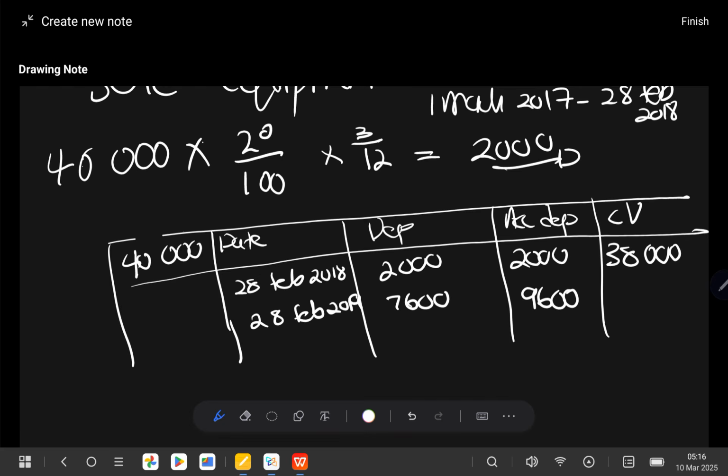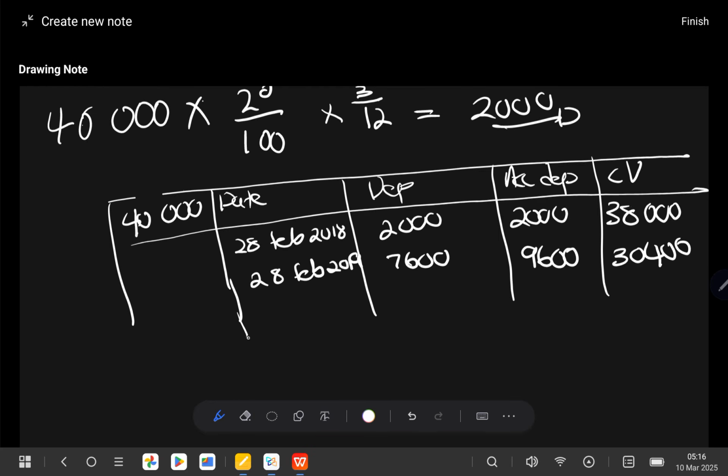Okay, so which means the accumulated depreciation when we started would say 40,000 minus 9.6. It's going to give us 30,400. Now let me show you what will happen. Let's check when did we sell it.